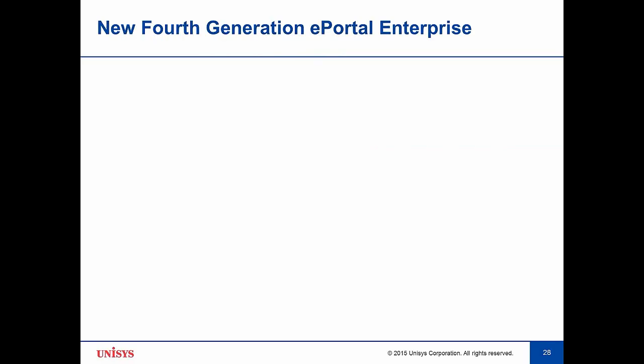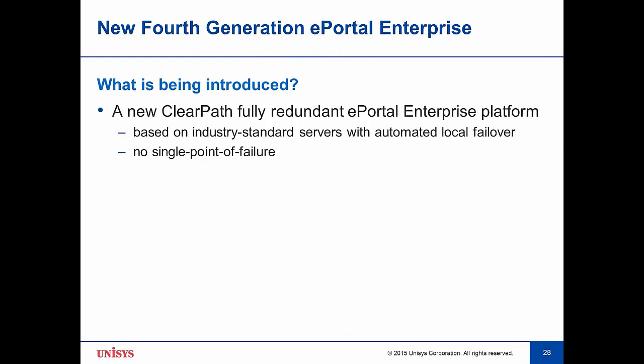Let's review some of the attributes of the 4th generation ePortal Enterprise. So we're introducing a new, fully redundant enterprise platform. This is a big change in the sense that we are now moving towards deployment on industry standard servers with automated local failover capability. Now, there's no single point of failure, just like all the previous generations of ePortal Enterprise. We retain all of the attributes that are significant to make sure that this is a non-stop solution for you.